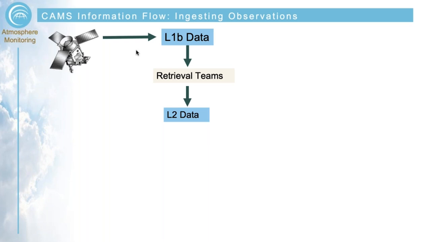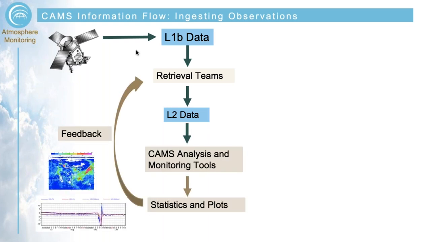This level 1B data goes through a process called retrieval, which is retrieving the amount of the different gases in the atmosphere which contribute to what is observed in terms of that thermal infrared or UV visible measurements. And this then provides us with something called level 2 data. So this is retrieved parameters, and that could be something like ozone or nitrogen dioxide or aerosol or a greenhouse gas. We feed this information into our analysis and monitoring tools, which are as were shown in the previous slide.